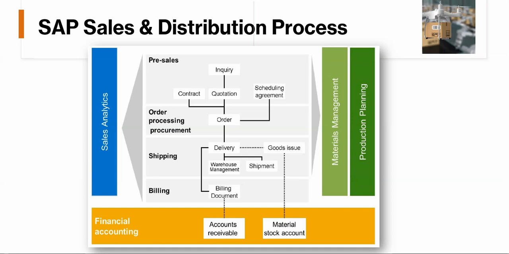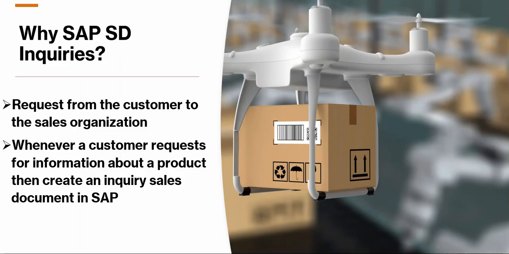Just an overview from the SD side, the overall process. You will see that there's a section for pre-sales, order processing, shipping, and billing. In pre-sales, we've got inquiry, which we're going to talk about. We also have quotations, contracts, and scheduling agreements. This usually follows into an order, and then the delivery part where the picking and packing and shipment will be handled, and then there's a billing document. So that's a standard process usually implemented for SAP SD.